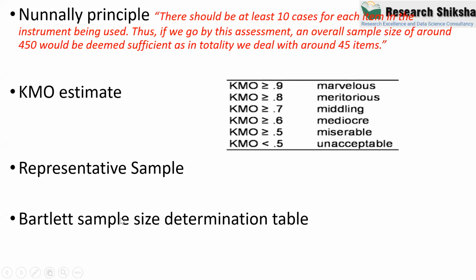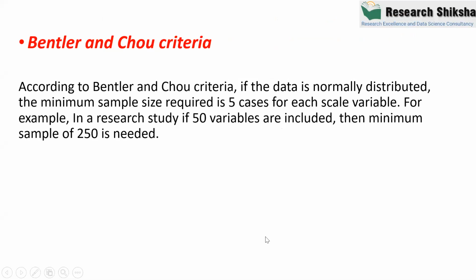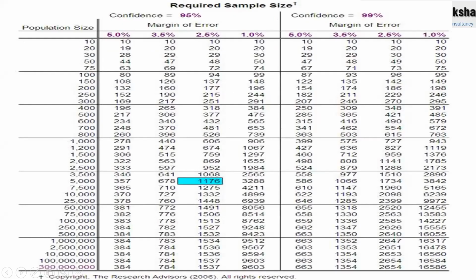After that, there is one more important method. I have seen that more than 90% of the scholars who know this Bartlett sample size determination table used this table for justifying the sample size. I'm showing you the table. This is the table given by Bartlett. This table is the most popular table quoted by the researchers.